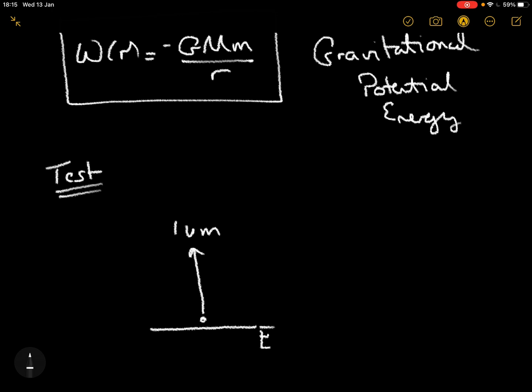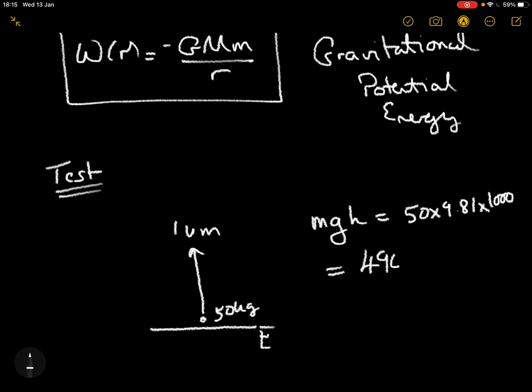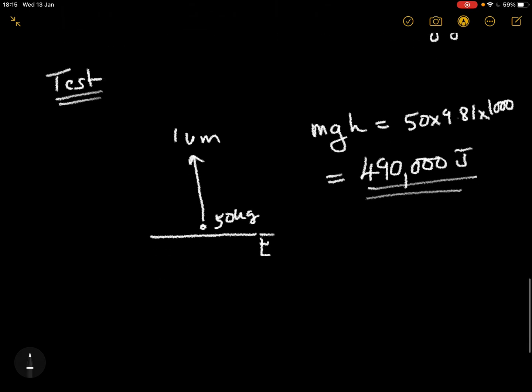Now, if we were doing this by mgh, we would say, let's give this a mass. Let's say it's a 50 kilogram object moving 1 kilometre into the sky. We would get 50 times 9.81 times 1000. And that comes out as being 490,000 joules. That's the GPE that you've gained by going this 1 kilometre into the air.